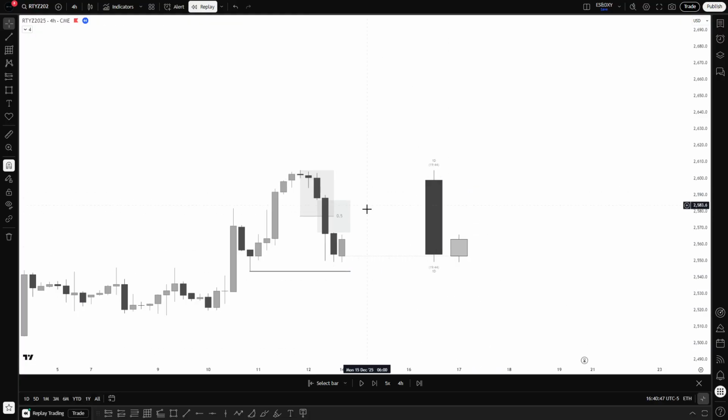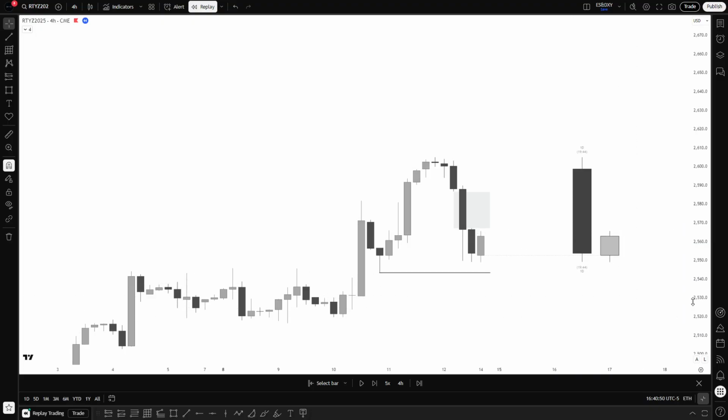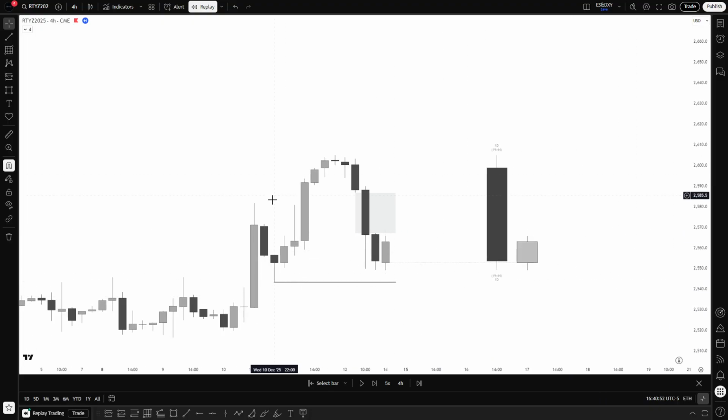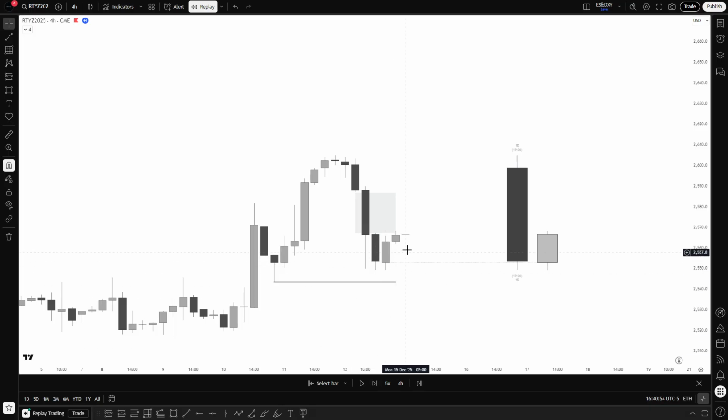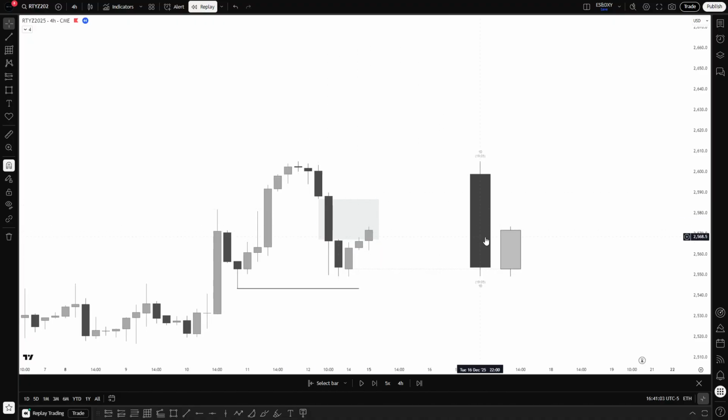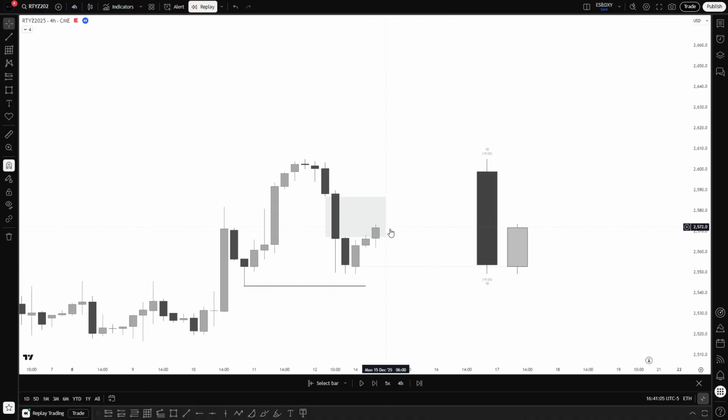So today was very clean. The bias was very clean indeed. Let's go into 2 a.m. Here we go. So 2 a.m. again continues the retracement up into the premium array, the CISI here, to the refined invalidation level of the premium array.